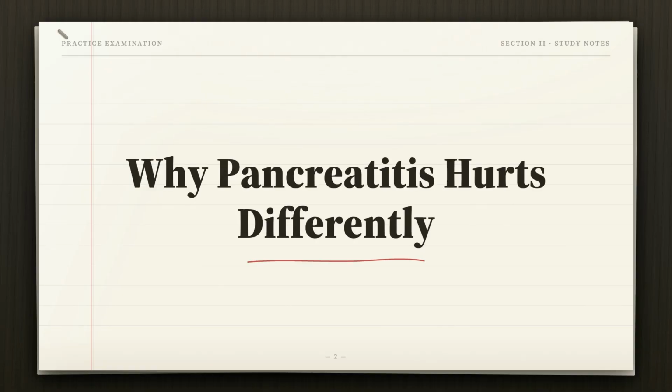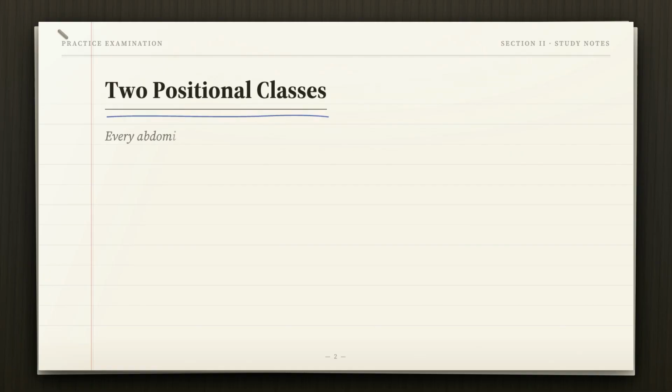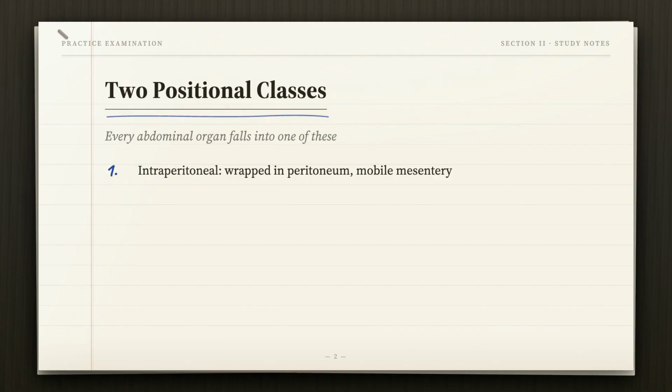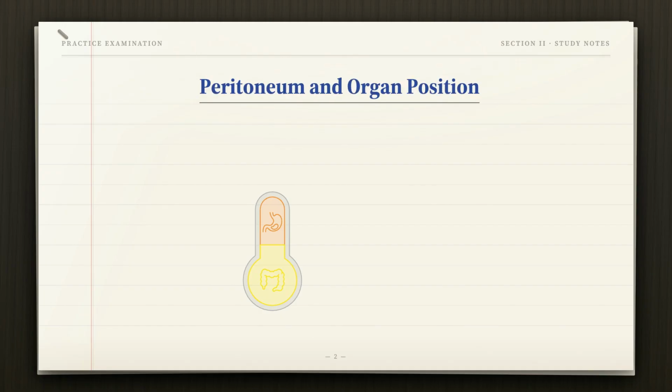Deep boring pain that radiates to the back is not random. It's a direct clue about where an organ sits relative to the peritoneum. Intraperitoneal organs are wrapped in visceral peritoneum and swing freely on a mesentery. Retroperitoneal organs lie flattened against the back wall with no mesentery, covered only on their front face, which is why they're relatively fixed. Picture a cross-section through the back of the abdomen.